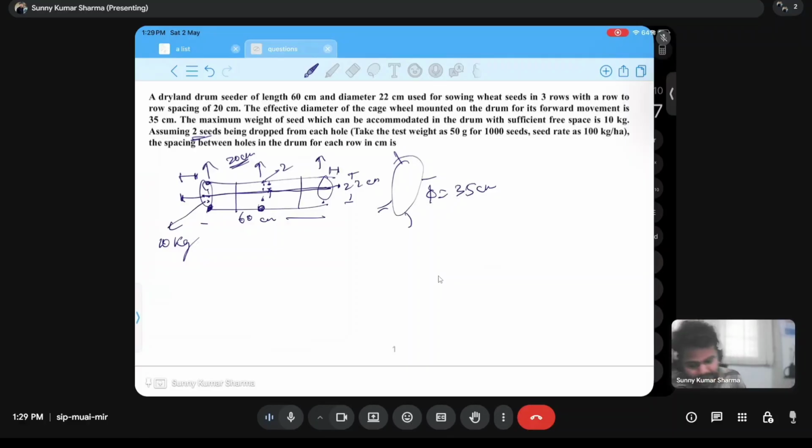First we will find the distance covered by this drum seeder in one revolution. The wheel has an effective diameter of 35 centimeters. So in one revolution, it will cover a distance of pi into the diameter, which is 35 centimeter. We will use every unit in meter, so it will become 3.14, or pi, into 0.35 meter.